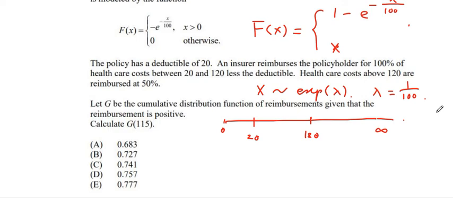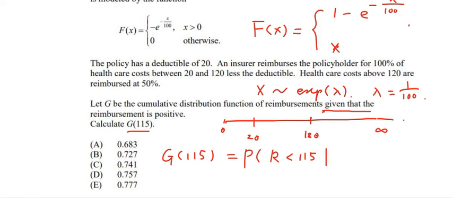So let's say G is the cumulative distribution function of the reimbursement given that the reimbursement is positive. So this is a conditional probability. G(115) is the probability that the reimbursement is less than 115, given that the reimbursement is positive, which is when x is larger than 20.